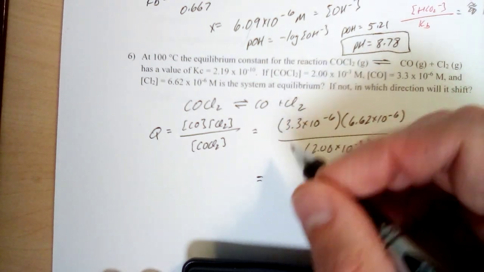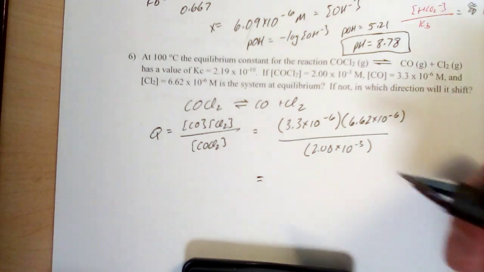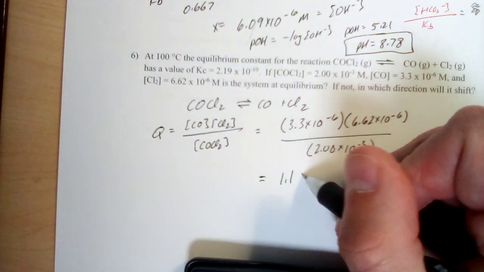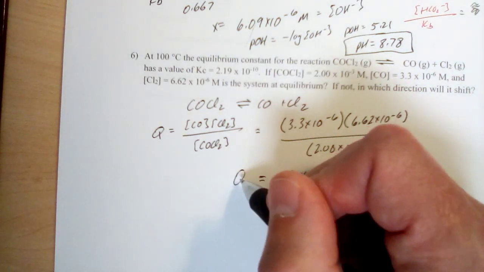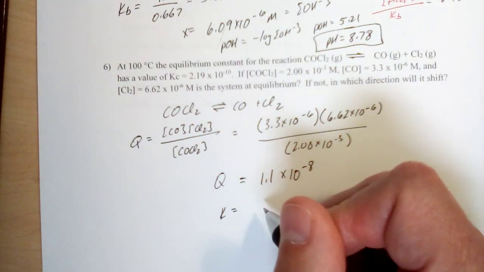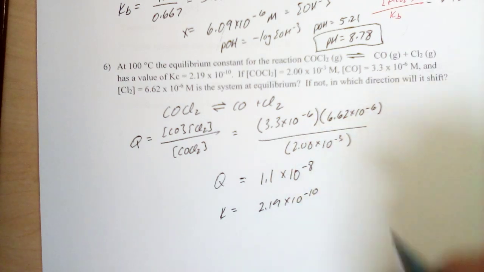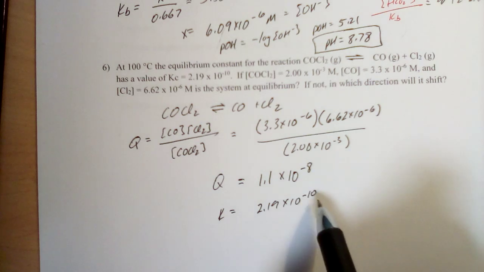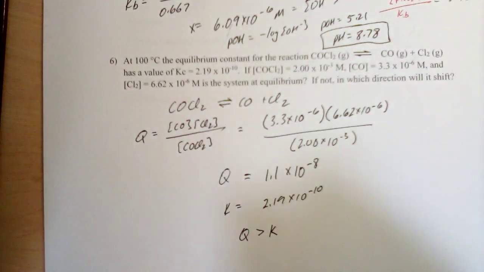Now, I'm really limited to 2 significant figures. Not really an issue with the Q problem because it's the comparison that we're interested in, not the actual value. But this comes out to be 1.1 times 10 to the minus 8th, right? And that's the value of Q. Now again, we're comparing that to K. So K, we were given, is 2.19 times 10 to the minus 10th, right? Now, 10 to the minus 8th is a bigger number than 10 to the minus 10th. So Q is greater than K here.